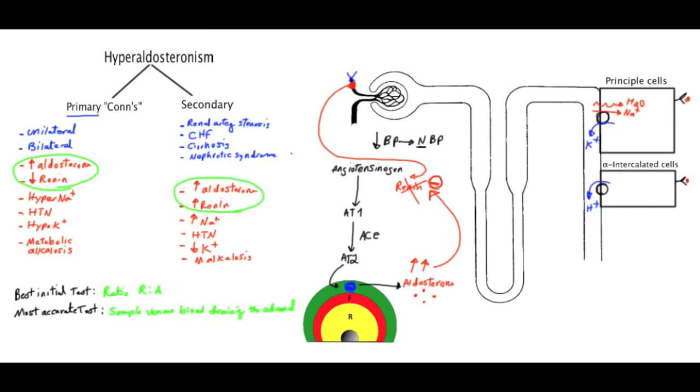Now the next thing is, how would we treat these patients? If it's a unilateral tumor, we can simply remove the tumor by laparoscopy, and the patient will do just fine since his other adrenal gland will compensate. And if we have a bilateral tumor or a secondary cause, we can use spironolactone, which is an aldosterone antagonist that will interfere with binding of aldosterone to its receptors, therefore preventing its actions. We can also use it on patients with unilateral tumors who don't want to do laparoscopy.